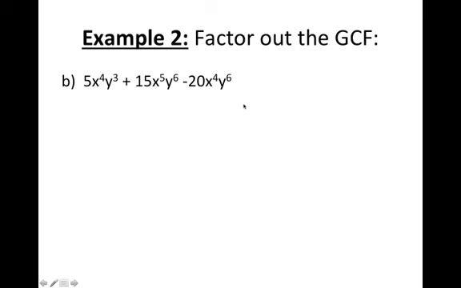Okay, for part B, we've got 5x to the 4th y cubed plus 15x to the 5th y to the 6th minus 20x to the 4th y to the 6th. So let's see, we're going to factor a 5 out for the coefficients. And let's see, x to the 4th, because that's the smallest power of x, and y cubed. So we'll have 5x to the 4th y cubed times (1 plus 3xy cubed minus 4y cubed).